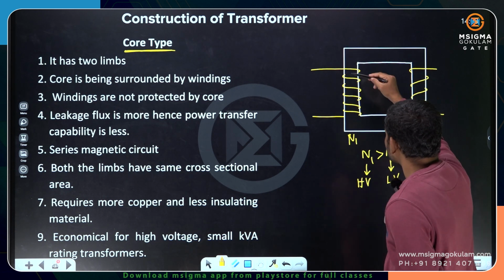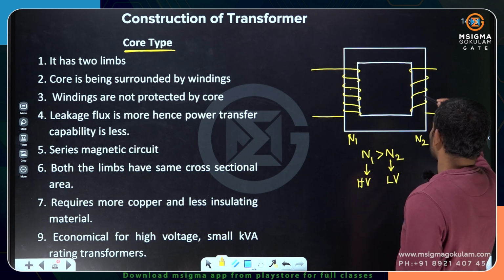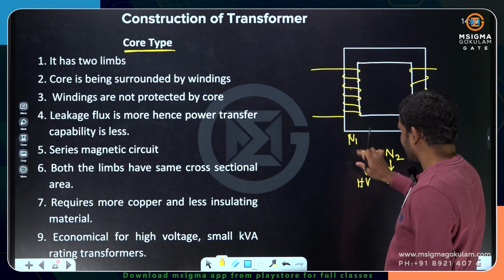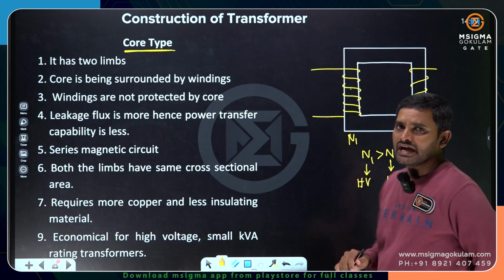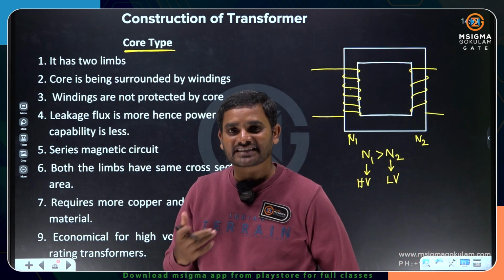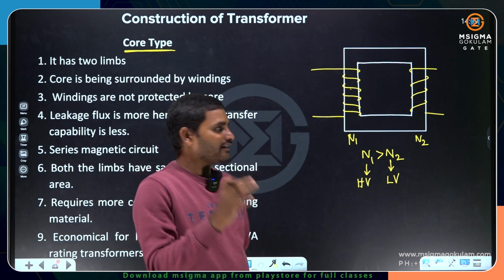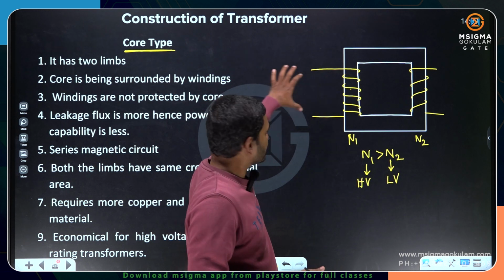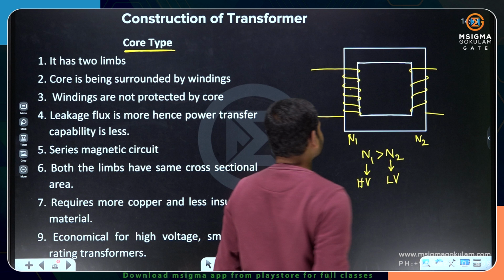The number of turns here are 1, 2, 3, 4, 5, 6, and here the number of turns are hardly 4. More number of turns on this side, so I am calling N1 the high voltage winding and N2 the low voltage winding. Don't call them primary winding and secondary winding. Unless you give the supply, you cannot decide the winding as primary or secondary, because you can give the supply here. If you give the supply here, it will become primary.